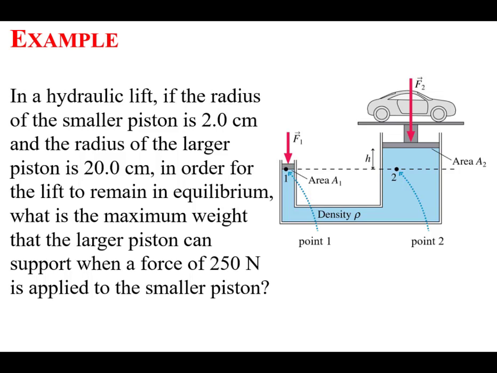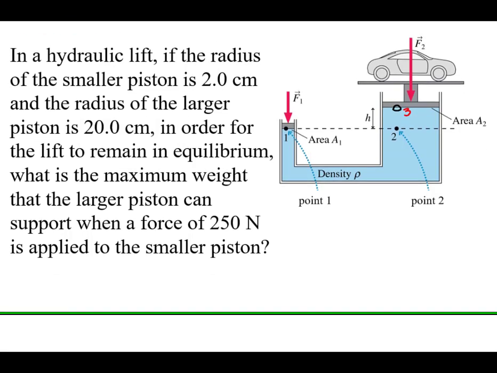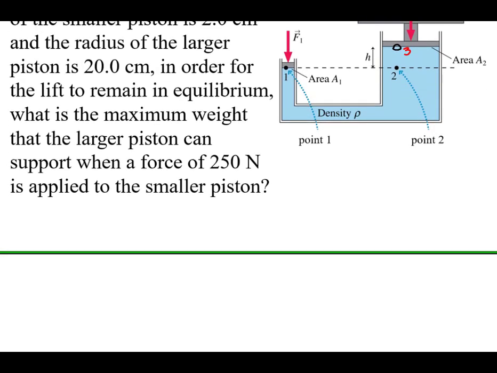Let's start off by listing the information we have at each point. We are interested in how much force the large piston can support. Let's have a reference point at the bottom of the large piston that we will call point 3. So we now have points 1, 2, and 3. Point 1 is located at the bottom of the small piston. Point 2 is the point directly below the large piston, but at the same level as point 1. Point 3 is the point we added to the bottom of the large piston.